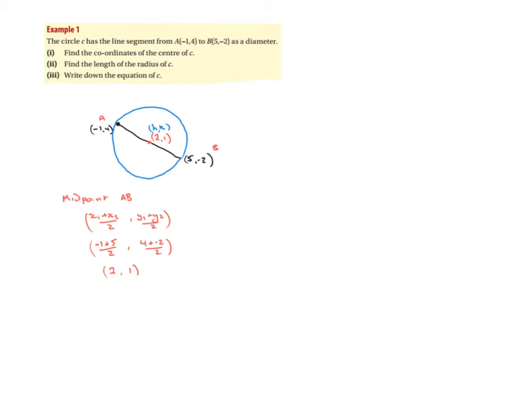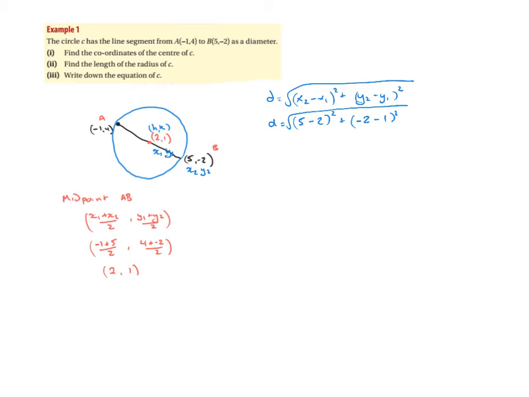I'm just going to work out the radius using this one here, which I'm going to call x1, y1, and this one's going to be x2, y2. So we know that the distance is equal to the square root of x2 minus x1 all squared plus y2 minus y1 all squared. So I'm just going to stick the numbers into that formula. So d is equal to, my x2 is 5 minus 2 all squared plus y2, which is minus 2 minus 1 all squared. I'm going to tidy that up.